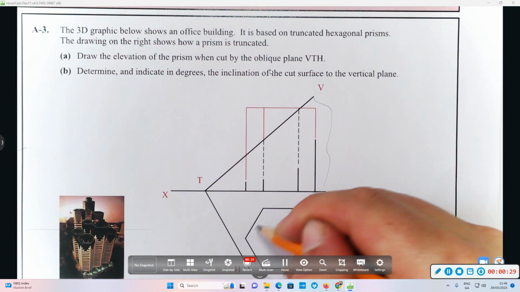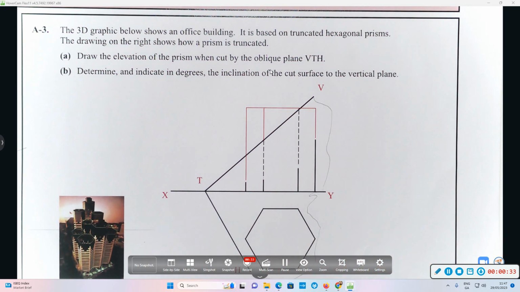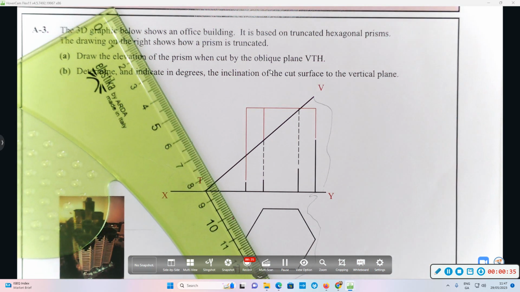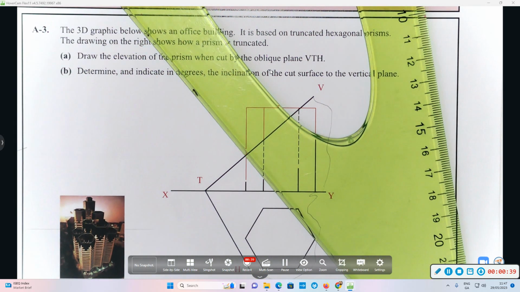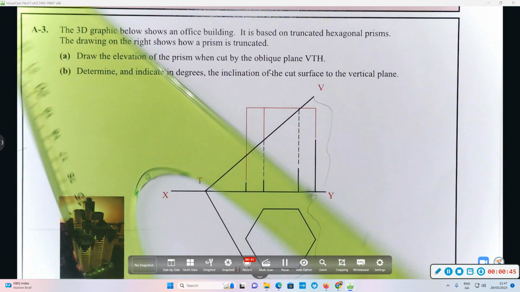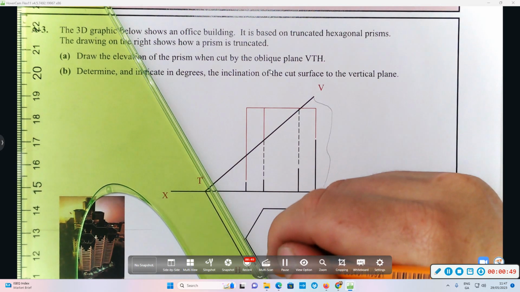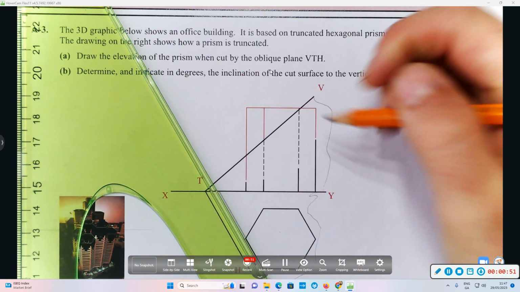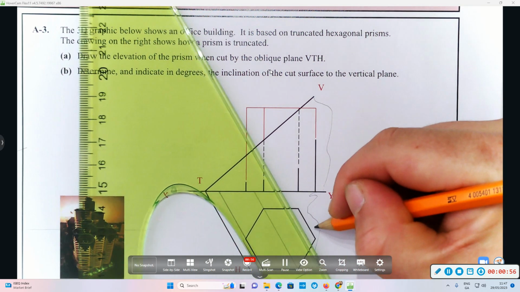So in plan view, these are points on the cut surface. Right, so the easiest way to do this is take your set square. Okay, it's probably at 60 degrees actually. And we're going to draw a parallel line to the HT in plan view. Okay, so it is at 60 degrees. So I'm going to draw a line parallel to the HT in plan view through all 6 points.